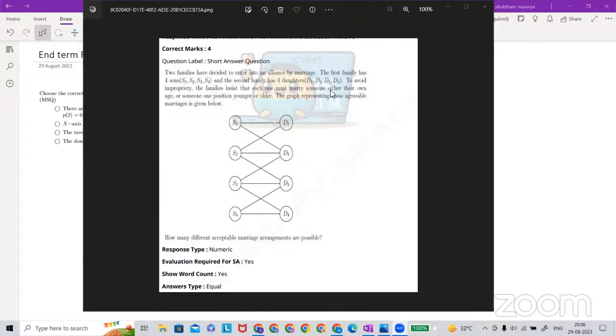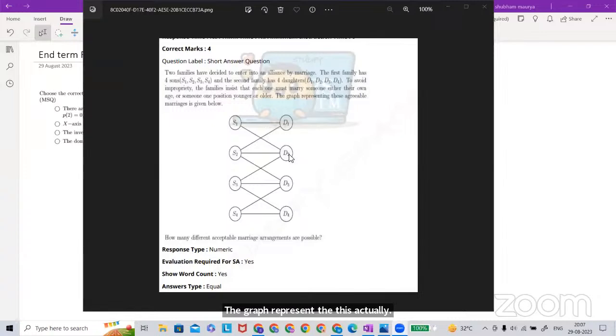Okay, so two families have decided to enter into an alliance by marriage. The first family has 4 sons, and the second family has 4 daughters. To avoid impropriety, the families insist that each one must marry someone either their own age or one position younger or older. The graph represents this agreeable marriage given below.